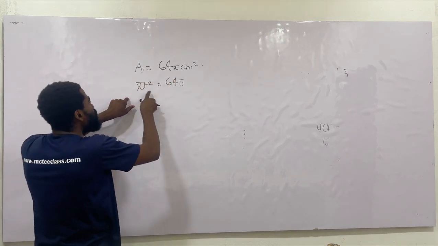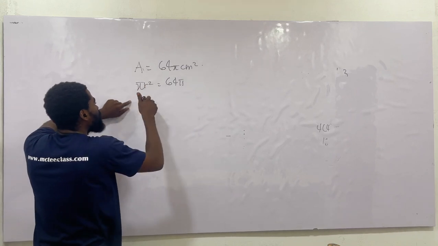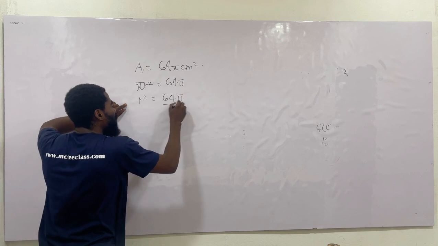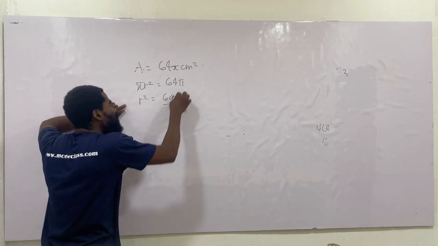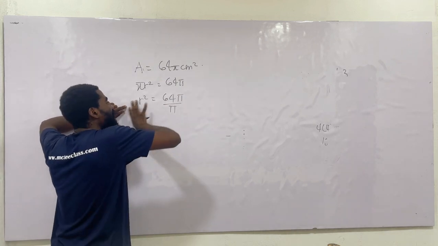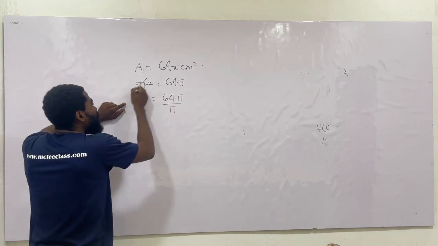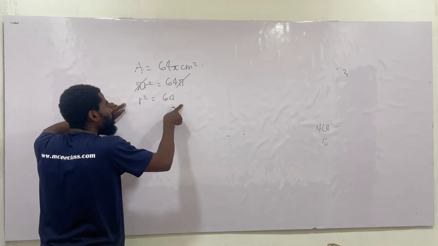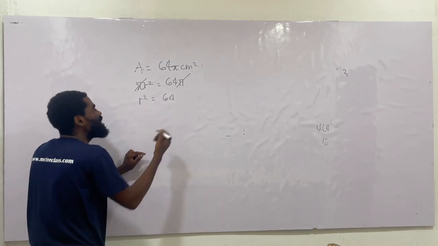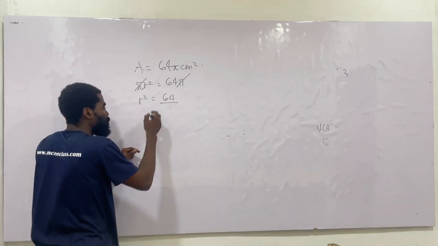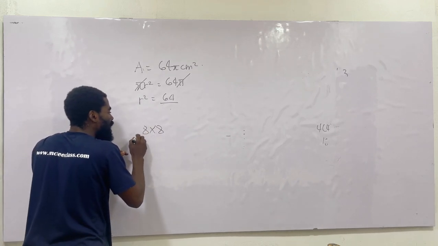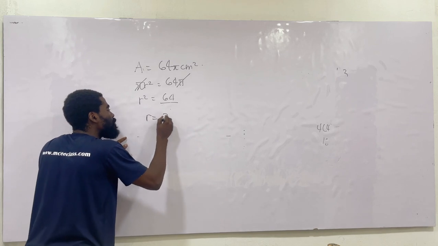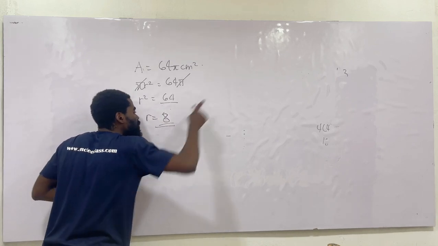Then from here, we make r the subject. So we divide both sides by pi. I'll get r squared equals 64 pi divided by pi. Directly from here, I can tell that this pi must cancel that pi. So now I'll get r squared equals 64. Then what perfect number gives 64? That is 8, because when you multiply 8 by 8, you get 64. So automatically, I know the radius equals 8.